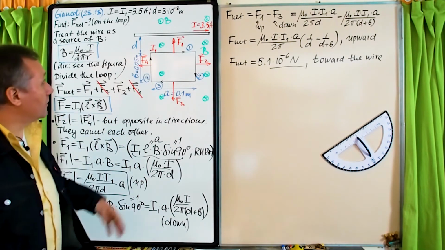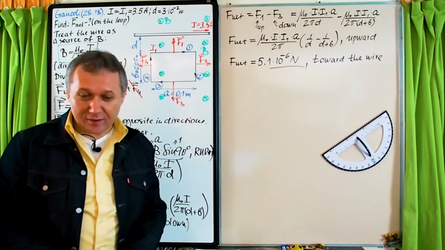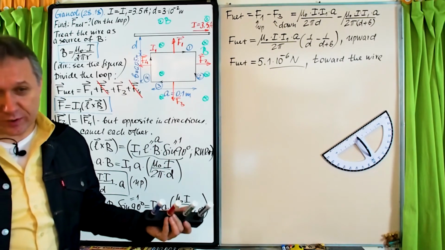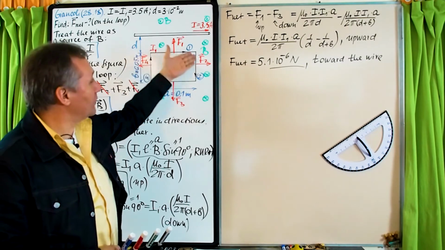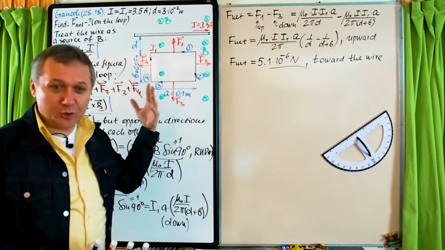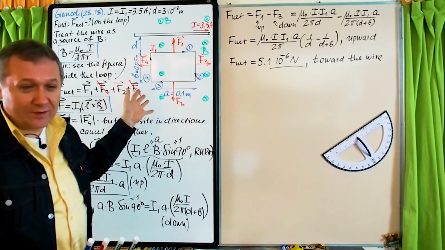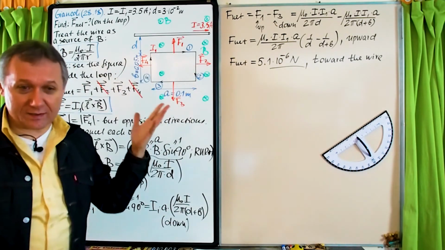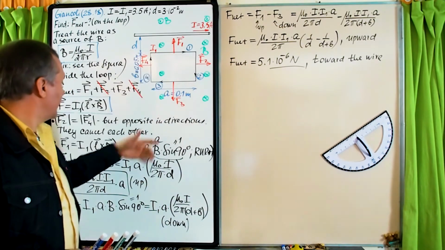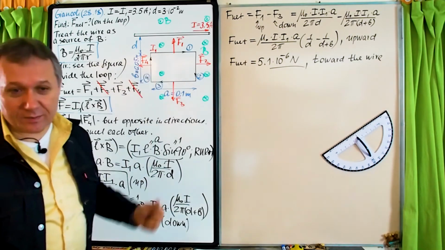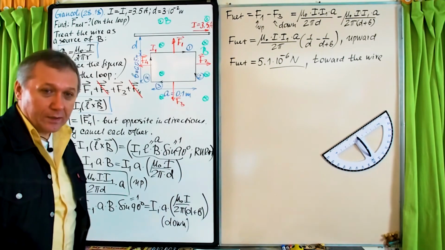Okay, so again, the major steps. First, you need to identify which object is going to experience the force, and which object is the source of the magnetic field. Then we divided the loop into 4 parts and found the directions of the forces. Immediately we found that this and that cancel each other. And then we found the absolute values of F1 and F3, and subtracted them because they obviously act in opposite directions, right?